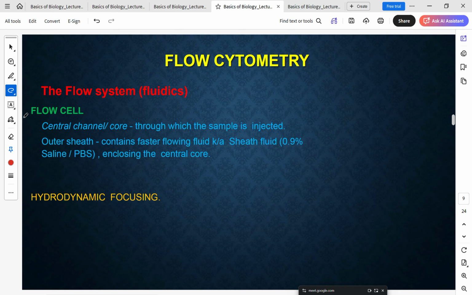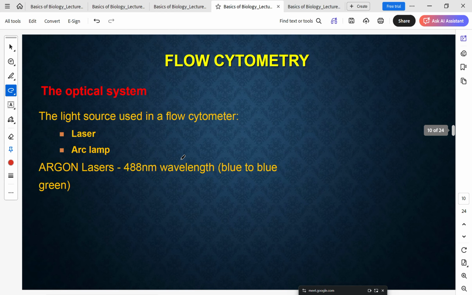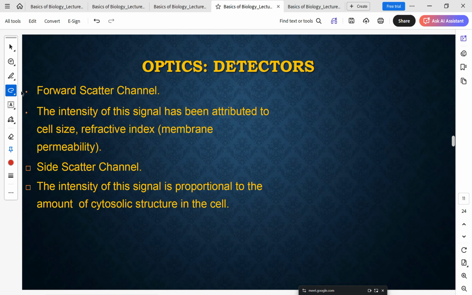The fluid system, the fluidics, has a central channel or core through which the sample is injected. There is an outer sheath which contains faster flowing fluid, enclosing the central core, so that the hydrodynamics of the flow cell is optimum. The optical system is a laser and an argon lamp. It can be argon lasers, or it can be an arc lamp. The arc lamp is useful for forward and side scatter specifically.